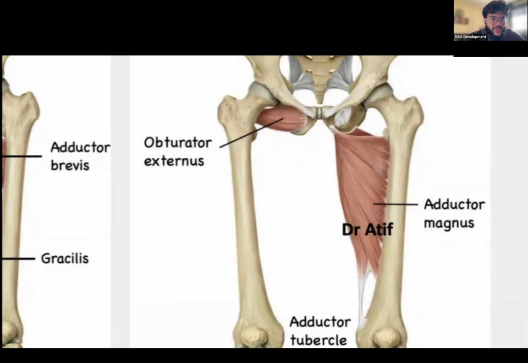Then over here you have the adductor magnus, which is the biggest one. You can kind of make it out. The main point about the adductor magnus that you want to remember, and that is easily testable, is that it's not purely supplied by the obturator nerve. It's also supplied by the tibial portion of the sciatic nerve. Okay, make sure to remember that.